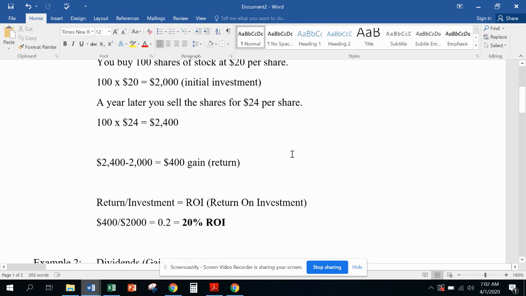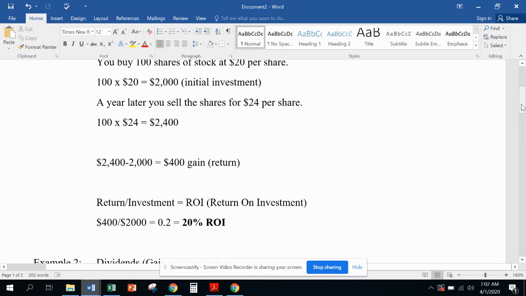So to get ROI, it's always your return divided by your initial investment as a percent. So our return was $400. Our initial investment was $2,000. 400 divided by 2,000 is 0.2, or a 20% return on investment. Okay, so that was pretty nice, and that was just capital appreciation.